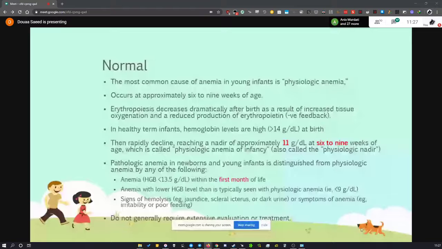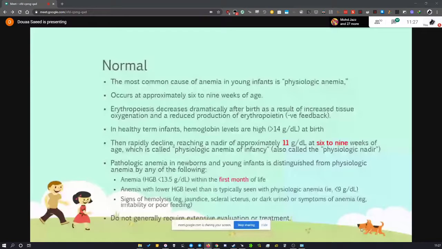The decrease in erythropoiesis is because there will be increased tissue oxygenation, and therefore there will be reduced production of erythropoietin because of a negative cycle: the tissue is super perfused, so there'll be less production of erythropoietin. In healthy infants, hemoglobin levels are high at birth, usually more than 14, and then there'll be a rapid decline, with a nadir of approximately 11 at 6 to 9 weeks of life. This is usually called the physiological nadir.